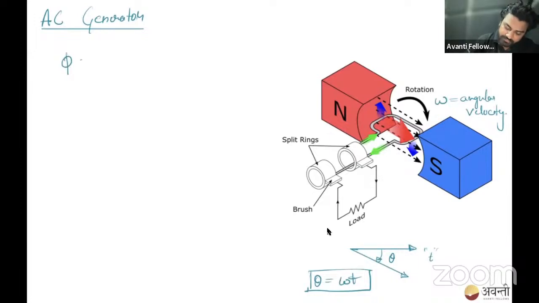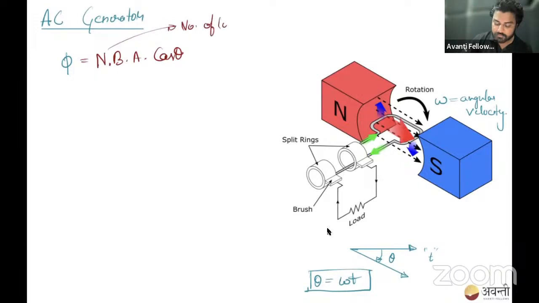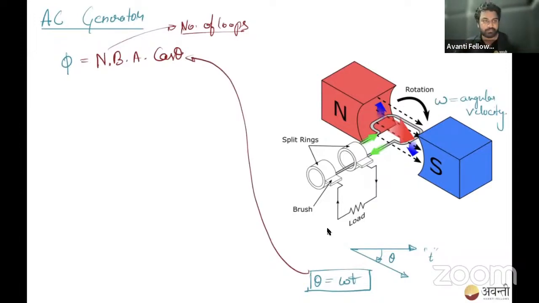Now let's see flux. Flux is equal to, we have seen, B A cos theta. Correct? But this is for one loop. If there are 10 loops, so 10 BA cos theta, because for each loop, the flux will change. If there are N loops, so it will be N B A cos theta. So, bachcho, what is N? N is the number of loops. Clear? In place of theta, I can substitute the value from here because theta is changing continuously, right? So I can say phi is equal to N B A cos of omega t.